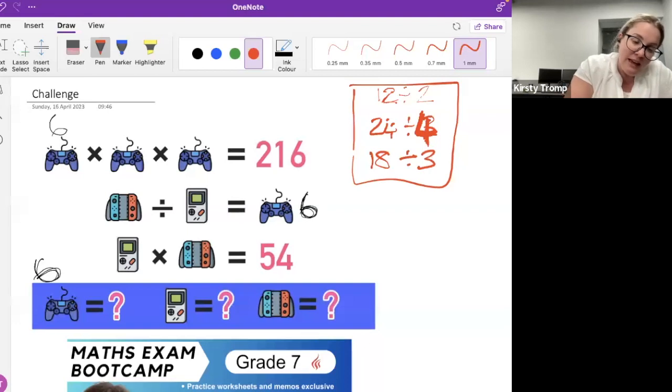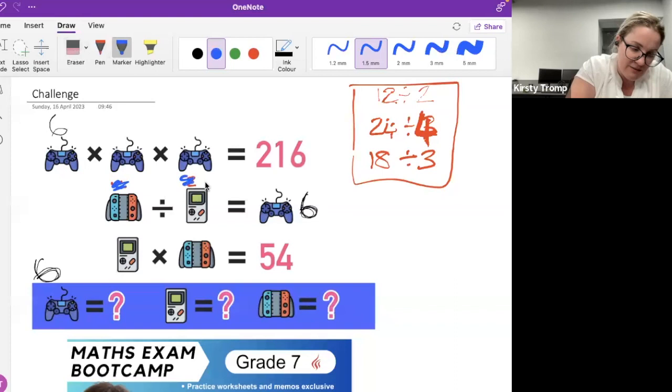So if I have 12 divided by 2 here, when I say 12 times 2, does that give me 54? Nope. So I know that that one's not the right answer. Let's look at my next one. 24 divided by 4 gives me 6, but 24 times 4, does that give me 54? Definitely not. So what's my last one? 18 divided by 3. What does 18 times 3 give me? Does 18 times 3 give me 54? Yes, it does. Ding, ding, ding!